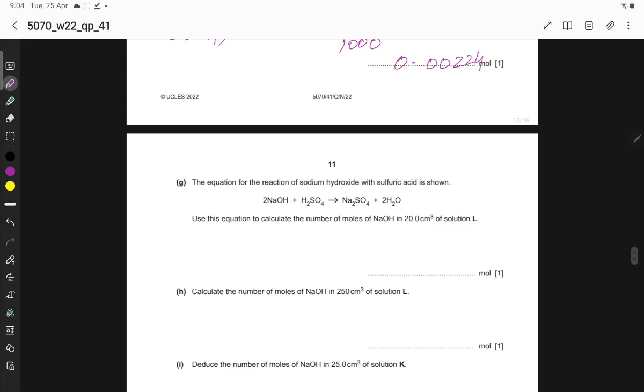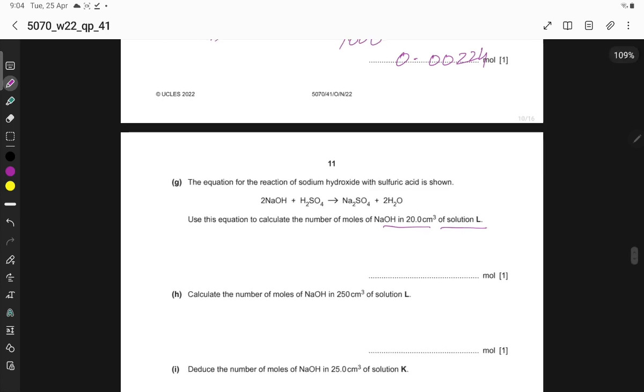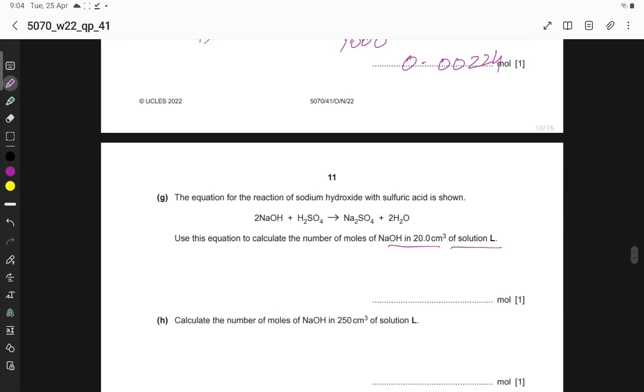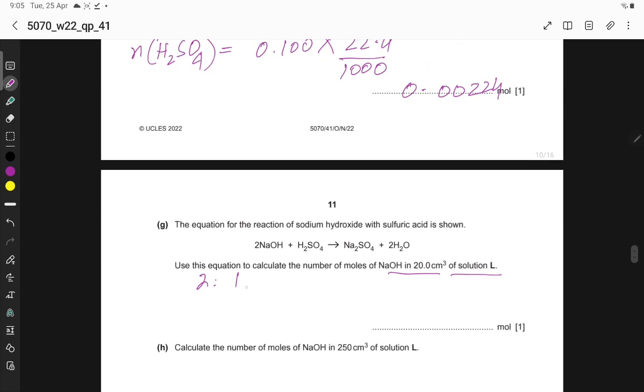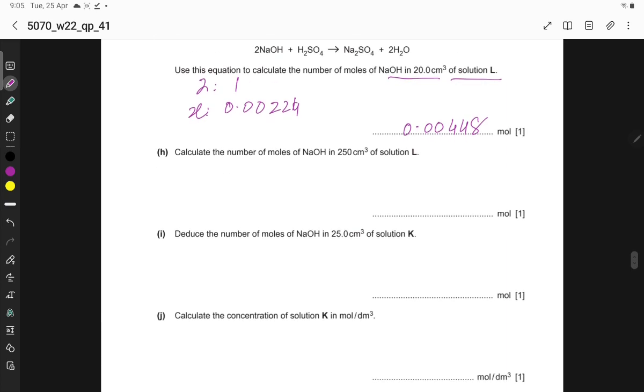The equation for the reaction of sodium hydroxide with sulfuric acid is shown. Use this equation to calculate the number of moles of sodium hydroxide in 20 centimeter cube of solution L. By using this equation, we have 2:1, and moles of sulfuric acid over here is 0.00224, ratio x. So the answer is 0.00448.